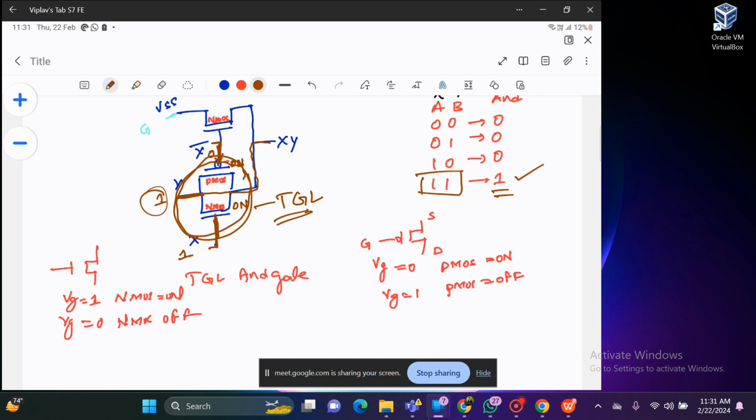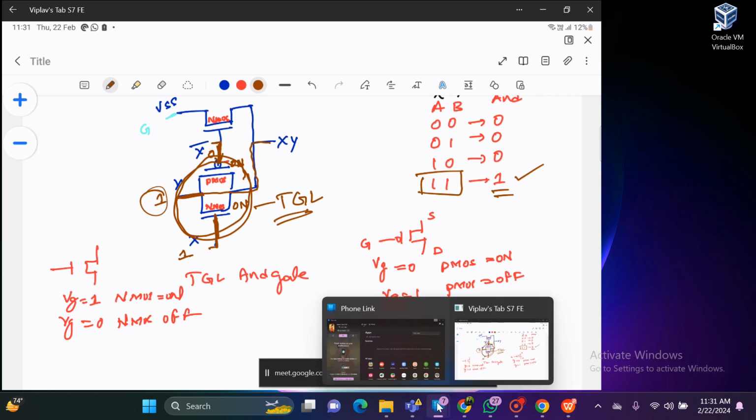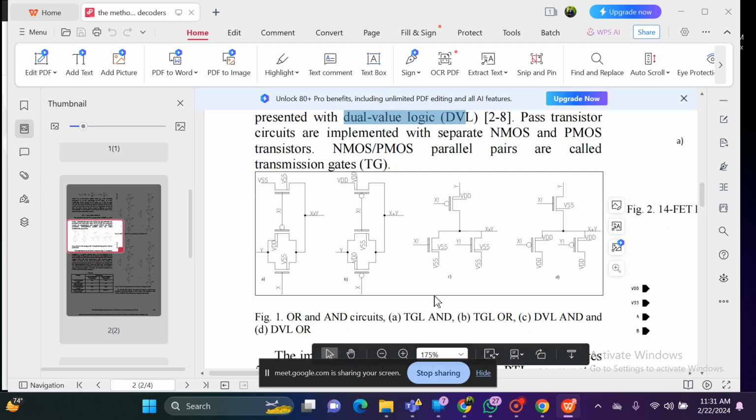And in this dual value logic, you can see, for any of the inputs, like for the pull up network and pull down network, X bar means here it is given X negation. See here, X negation and X negation, here also it is given X negation, X negation, so it is called dual valued logic. That's it, it means two times you are taking the same value.